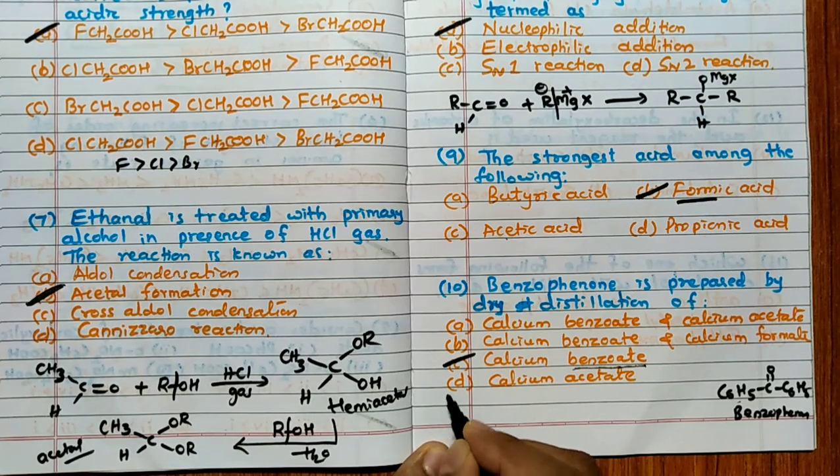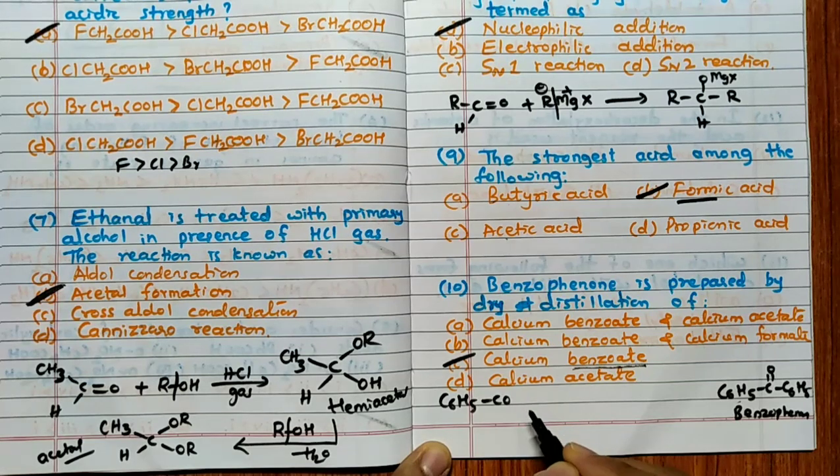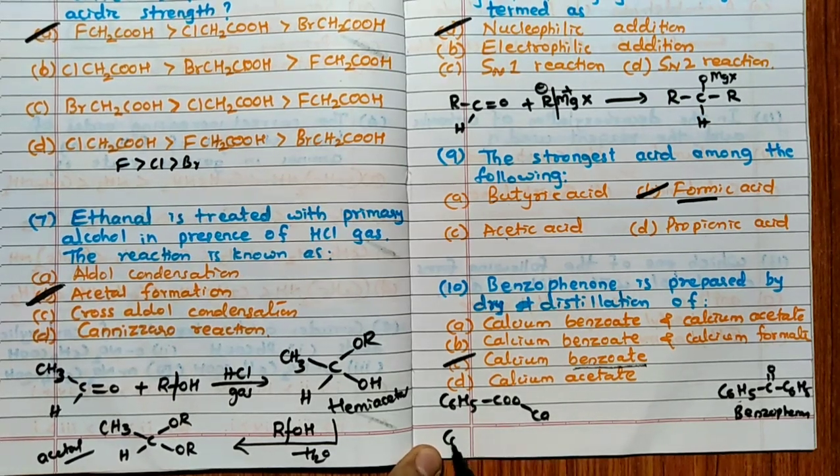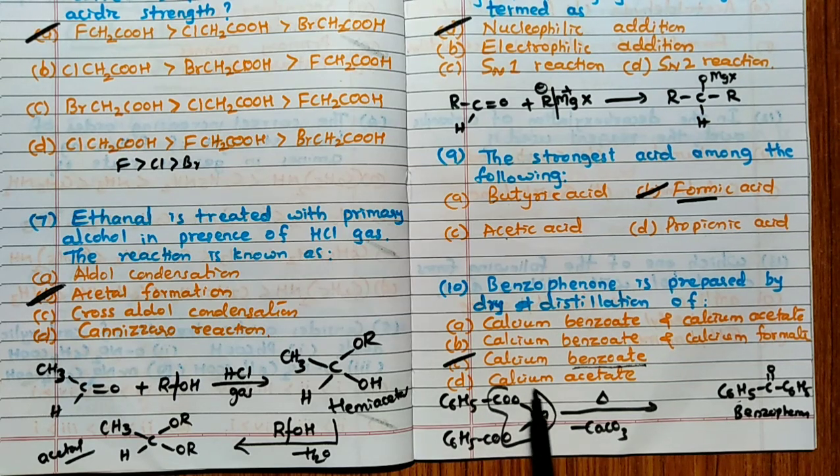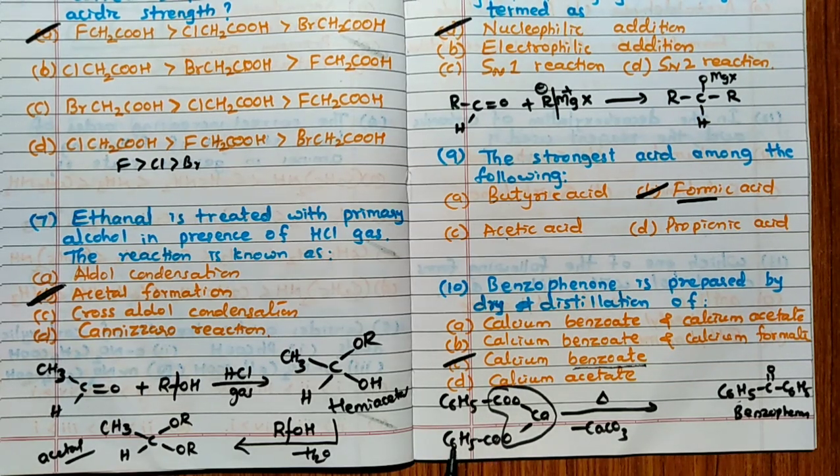Calcium benzoate, what happens you can see. Calcium benzoate structure is like this, (C6H5COO)2Ca. When it is heated, minus CaCO3 takes place. It is called dry distillation of calcium salts. So CaCO3 will be removed like this. So what remains? C6H5, C6H5, your product is this one, benzophenone. Hence the answer for this question is calcium benzoate.